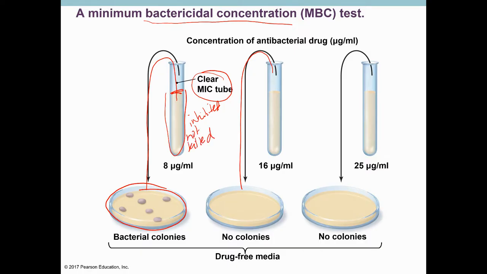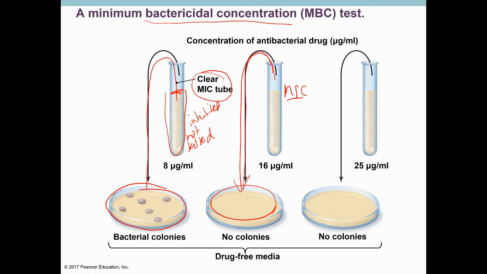And you keep testing the tubes from the MIC test, and you'll get to a point where you have the first tube that doesn't give you any colonies on the plate. That level of drug is the amount needed to kill, and we call that the minimum bactericidal concentration.